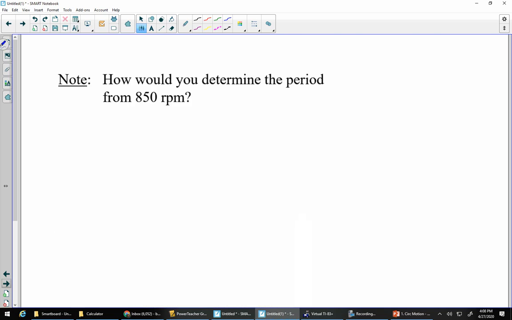Okay, so we've talked about period. Period, remember, is the time it takes for one rotation. Okay, what if we had 850 RPMs? What's an RPM? If you're saying rotations per minute, you are bang on. Cool. So 850 rotations per minute, and I'm looking for the period. That's the time it takes for one rotation.